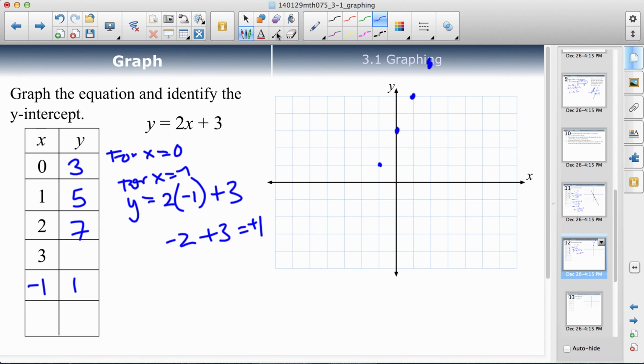Now when I take a look at them and I go to draw my line that's going through all those points, that line's looking pretty good. So that would be the graph of this line.